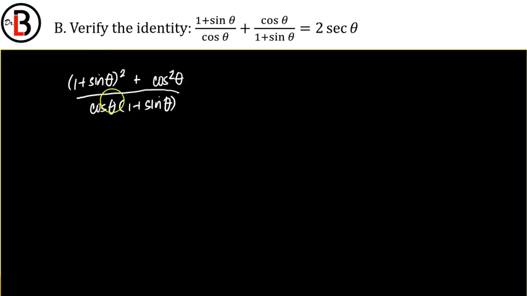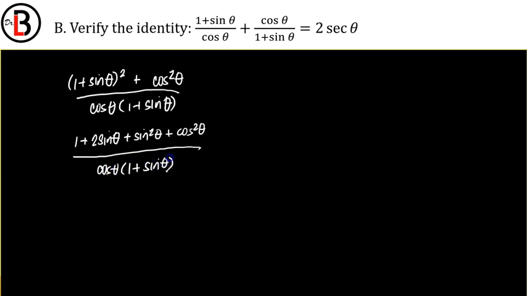And then if I would like to expand the top, that becomes 1 plus 2 sine theta plus sine squared theta plus cosine squared theta. And then this is all over cosine theta 1 plus sine theta. And then you have to recall that this one is basically a Pythagorean identity that's equal to 1. So if I combine those with the 1 in front, that becomes 2 plus 2 sine of theta all over cosine theta 1 plus sine theta.